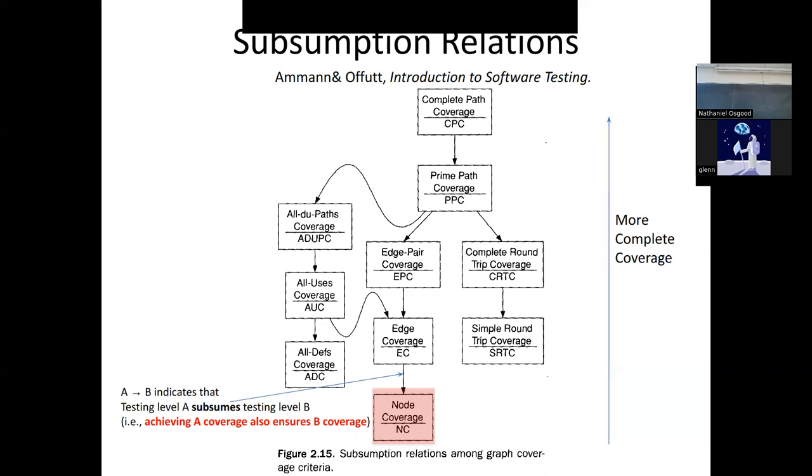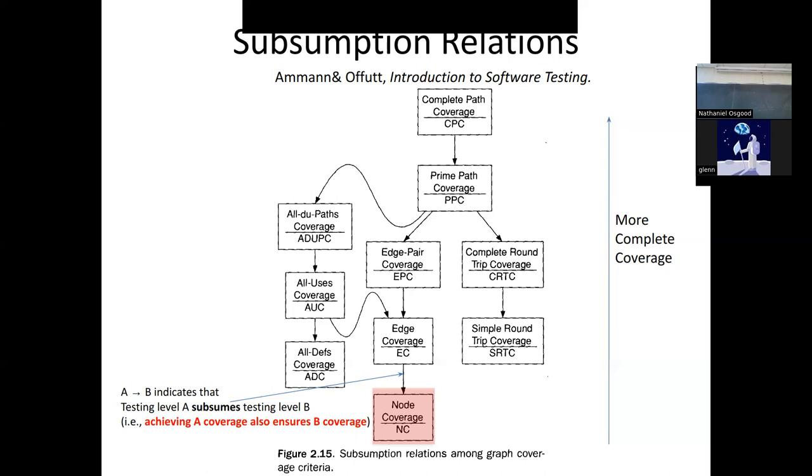But give me now a pair where neither is better than the other. Juan, you have your hand up? Yeah, maybe all defs coverage with edge coverage. Yeah, exactly. All definitions coverage, for example, with edge coverage. It turns out neither is better than the other. There are some cases which edge coverage will capture, and there are some that all defs will capture.